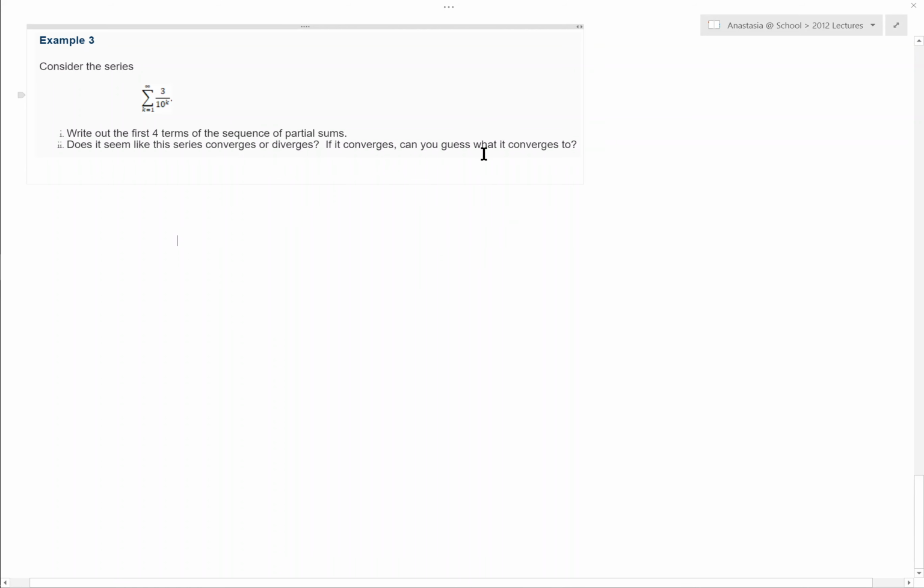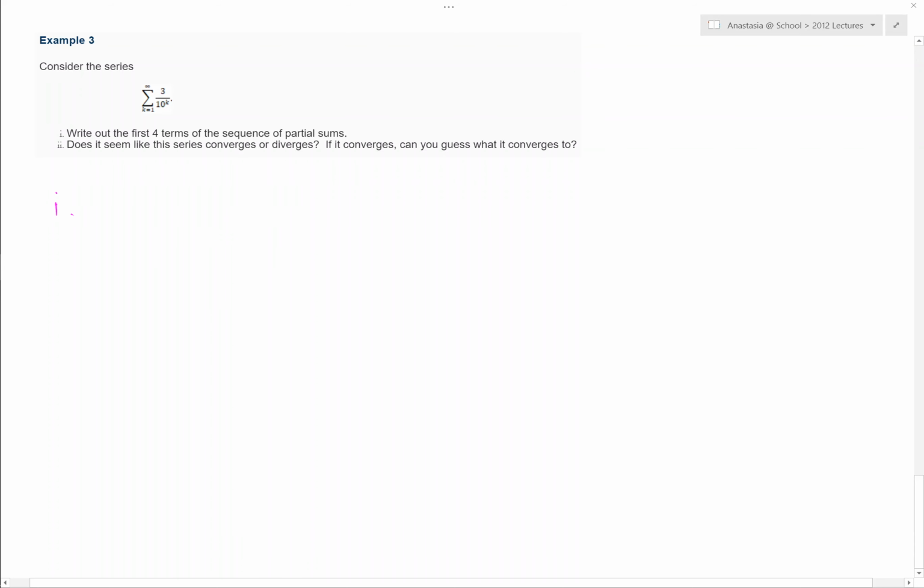Now, the reason why we're only guessing here is really we're not truly evaluating the limit of the sequence of partial sums. We are going to be looking at the first few terms of the sequence, looking to see if there's a pattern. If there is a pattern, perhaps we can guess from there whether it converges or diverges.